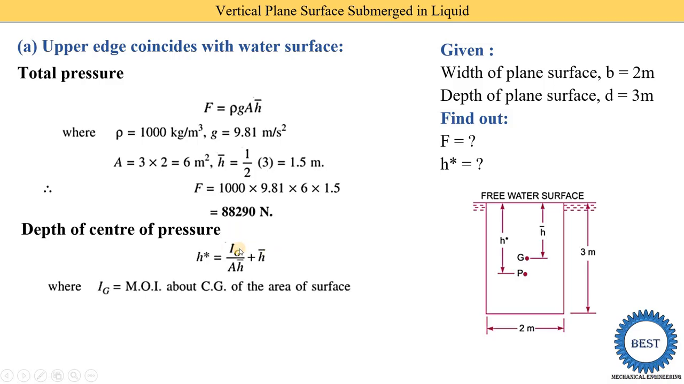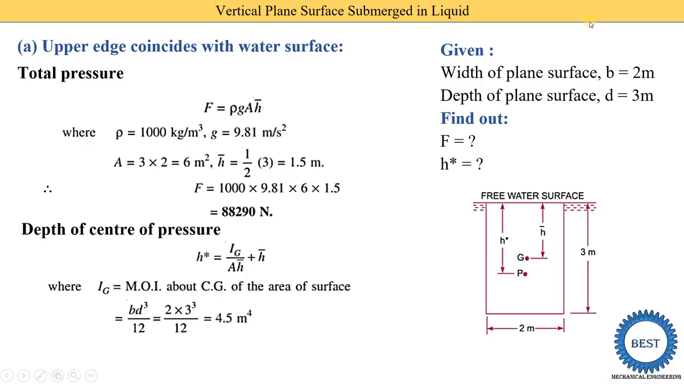Ig is the moment of inertia about Cg. Cg means this G point about the area of the surface. Now the equation of Ig depends on the shape of the surface. Here we have a rectangular shape. For the rectangular shape, the equation is B into D cube divided by 12.